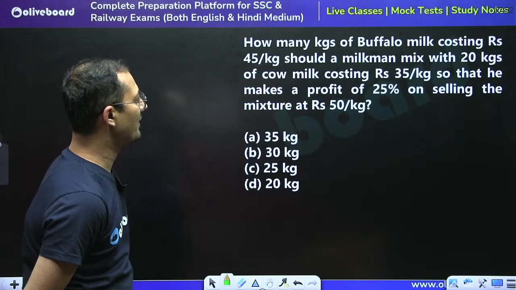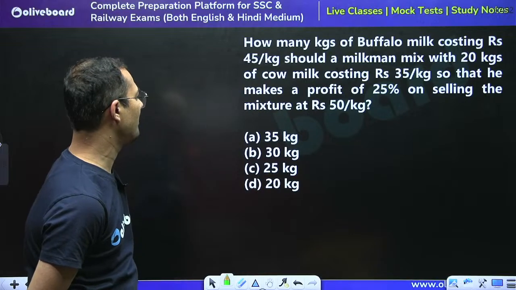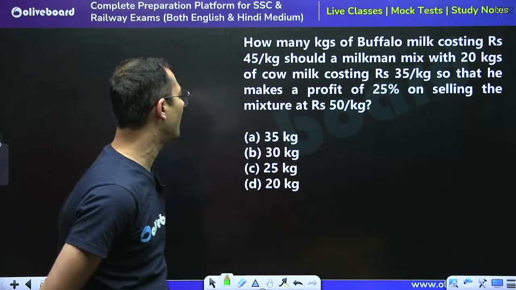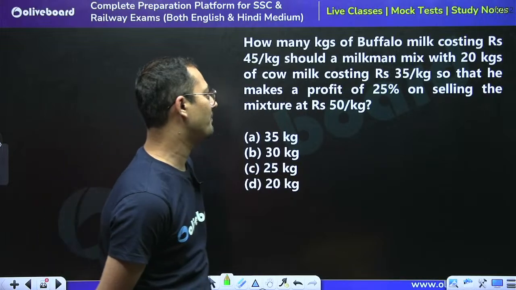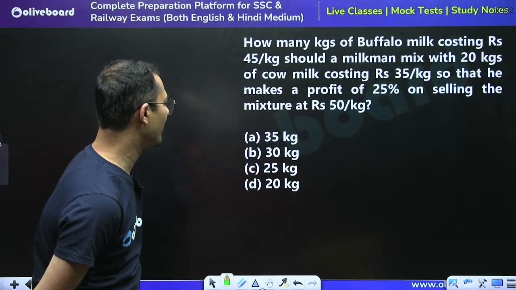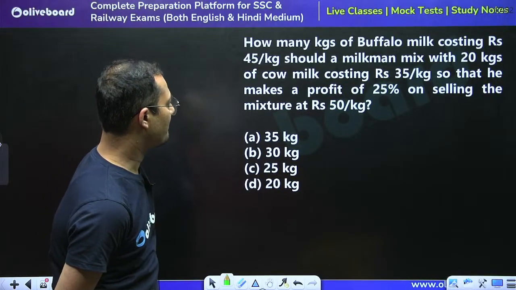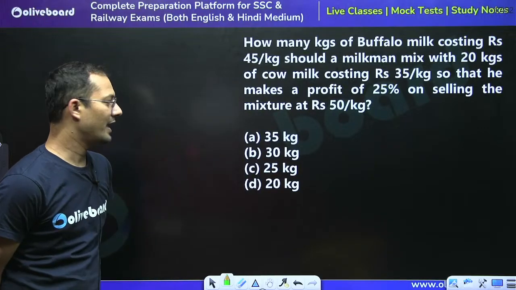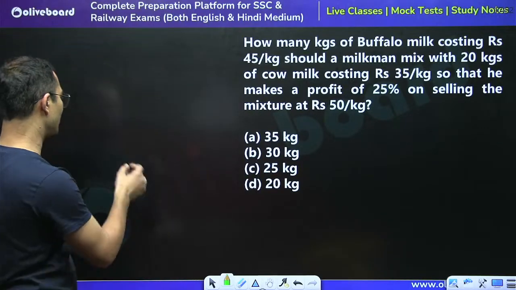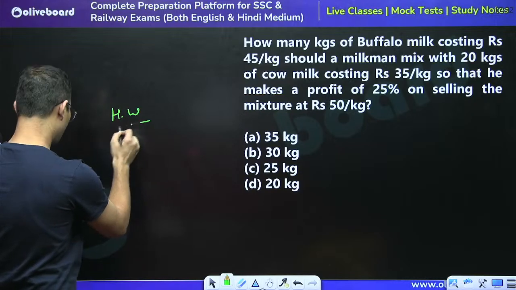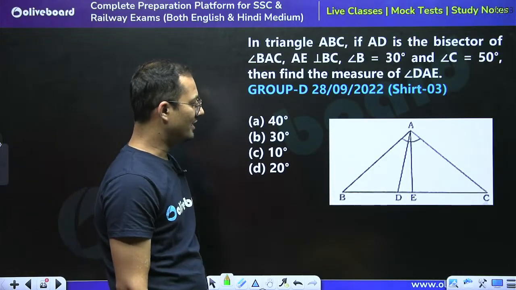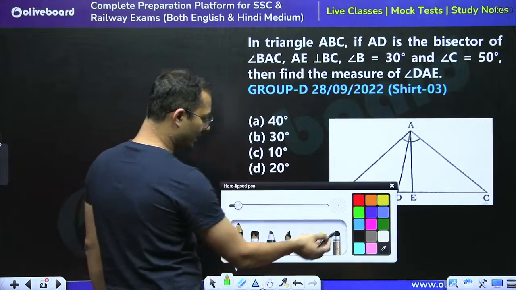How many kg of buffalo milk costing rupees 45 per kg should a milkman mix with 20 kg of cow milk costing rupees 35 per kg, so that the milkman makes a profit of 25% on selling the mixture at 50 per kg? Again, very good question. Try this question on your own, homework, right?